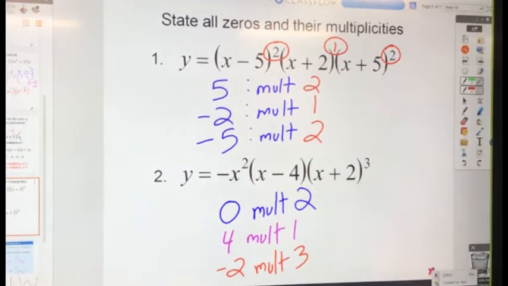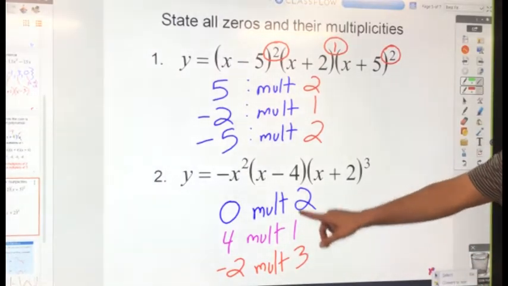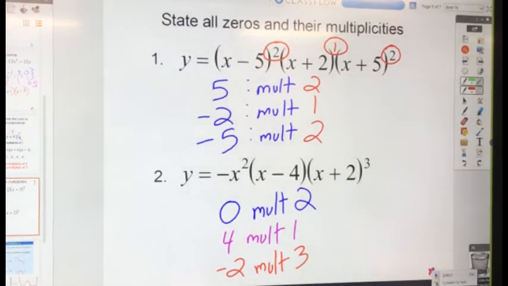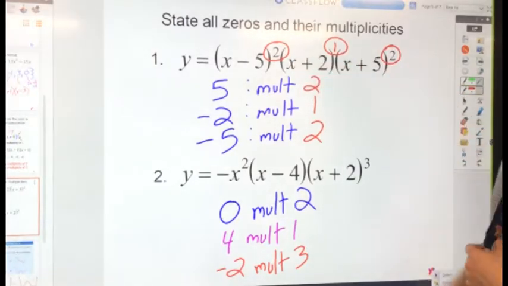So how many total zeros does this problem have? It has 6: 3, 4, 5, 6, with 3 unique zeros. So that's basically how you identify multiplicities: how many times the 0 shows up. You look at the power above your factored form.